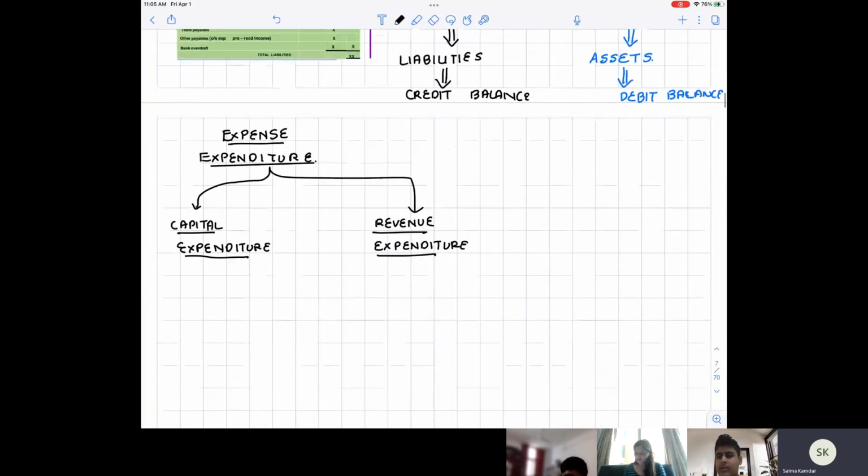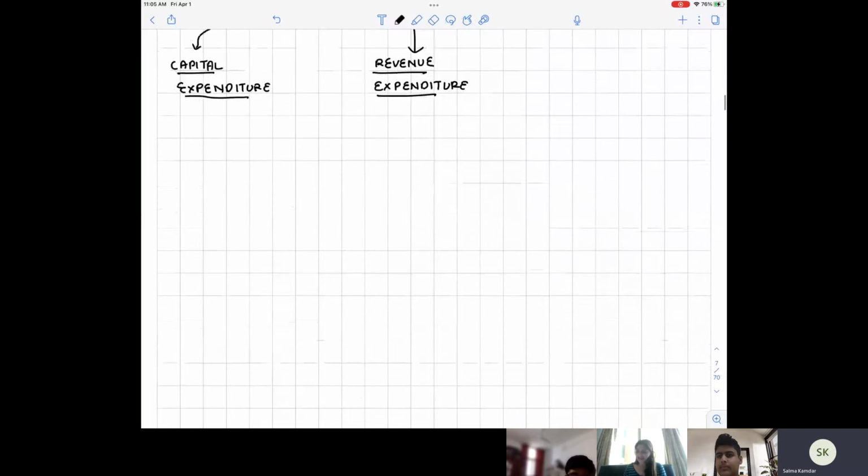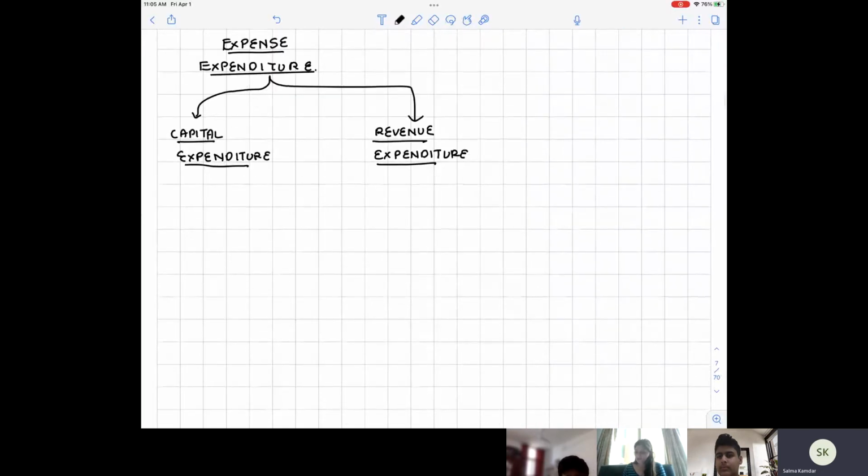Okay, now take 2 minutes and write in your notebook the distinction between capital expenditure and revenue expenditure. And miss, yesterday you sent me a link, right? Can you send the PPT for that? Yes.